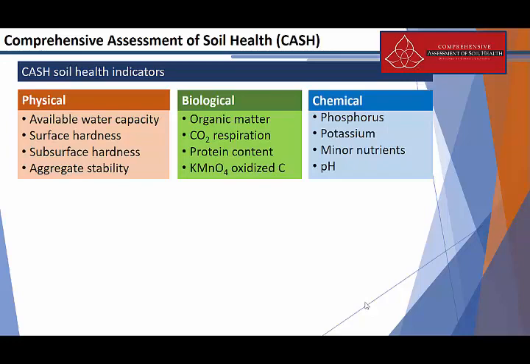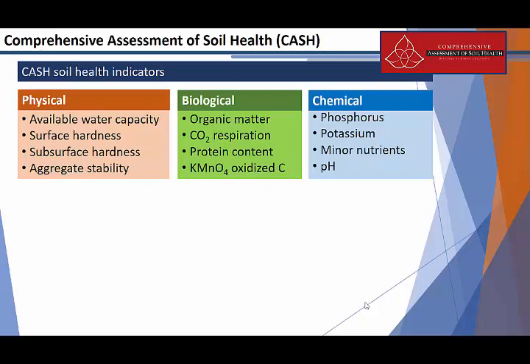And on this test, they have 12 soil health indicators. They have 4 physical, 4 biological, and 4 chemical indicators, and I'll go into more detail about what those are later. But just to quickly list them off, there's available water capacity, surface hardness, subsurface hardness, and aggregate stability as the physical indicators. The biological indicators are organic matter, CO2 respiration, protein content, and permanganate oxidizable carbon. And then the chemical indicators are phosphorus, potassium, minor nutrients, and pH.